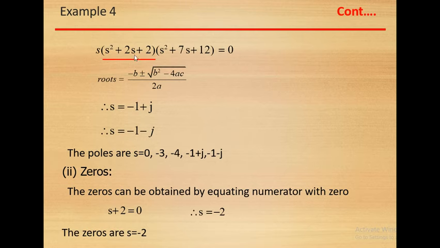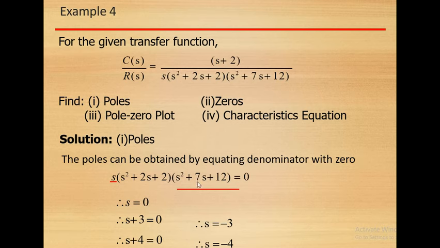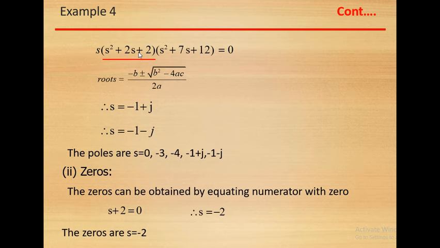Let us concentrate on this bracket, that is s square plus 2s plus 2. We have to calculate the roots of this equation, but there is a formula. We can't do it directly, as we did for s plus 3 and s plus 4, because by simple mathematics it is not possible. You can check. So the next thing is that we have to use this formula, which I think you have used in mathematics: minus b plus minus under root b square minus 4ac divided by 2a.